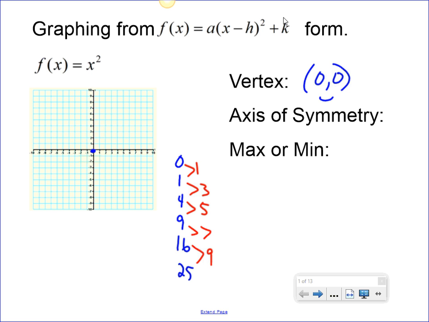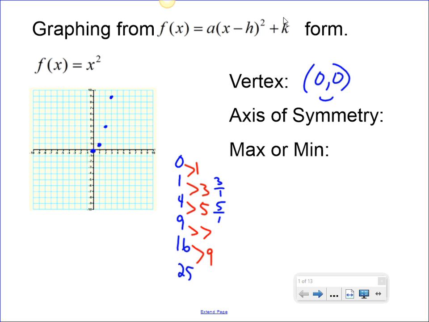So how do I use it? Well, I know that on my first move, I'm going to go up 1 and over 1. On my second one, I'm going to go up 3 and over 1. So from here, I'm going to go up 3 and over 1. On the next one, I would go up 5 and over 1. The graph can't go any farther, so that's where I'd stop.